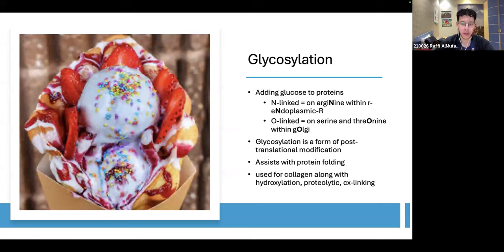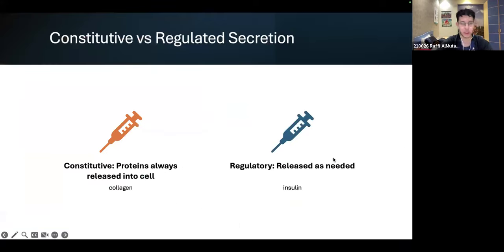Now, post-translational modification is important because it allows proteins to fold, and protein folding is important for their function as well as their structure. And this happens for collagen. Other forms of modification that happen with collagen include hydroxylation, proteolytic cleavage, and cross-linking, which we don't need to know for this lecture. You have constitutive and regulated secretion. Constitutive basically means it's always happening. So this protein's always being made 24/7. An example of this is collagen. Regulated means that we're making this as needed, such as insulin.